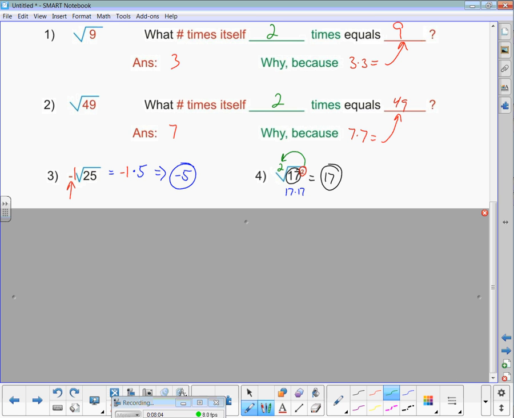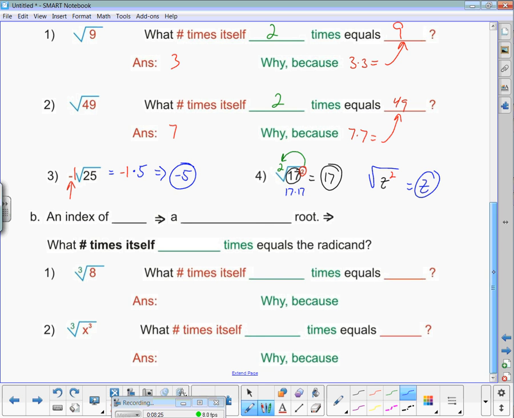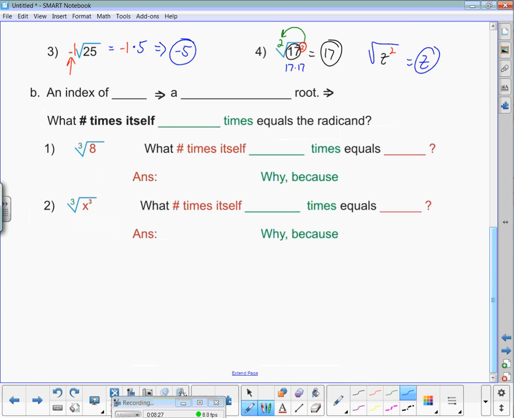Okay? So just quickly, if you had something like this, the square root of z squared, well then the square root of z squared is z, right? The base. What times itself 2 times is a z times z? How about a z? All right, let me get rid of my shade so I can put my screen a little higher. All right, so let's look at B here.